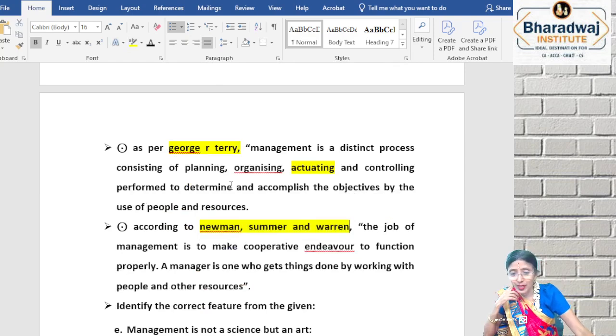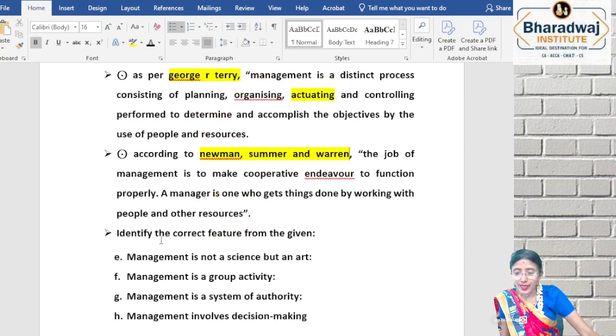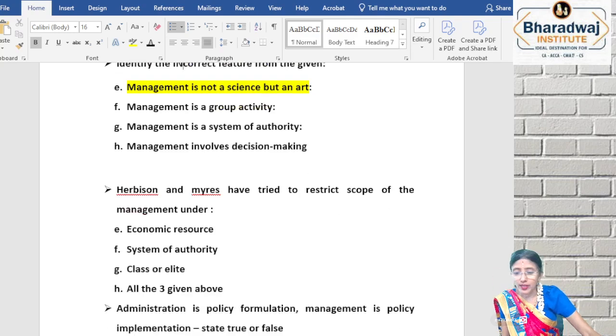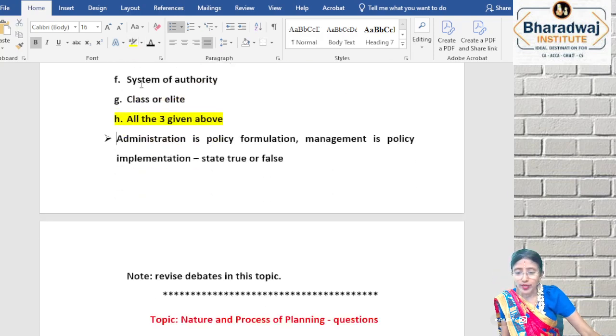Newman, Summer and Warren. They only defined management. The job of management is to make things function properly. Right. Identify the correct feature. Yes, management is the incorrect feature. Okay, here also the answer is incorrect feature. Are you clear? Then Herbison and Myers, all the 3 above. This you gave very correctly. That is, what is it? It is true. True.